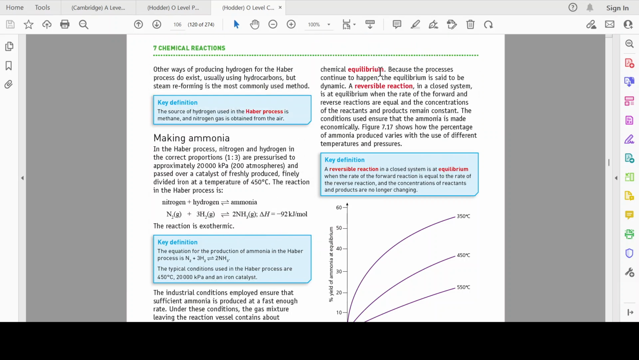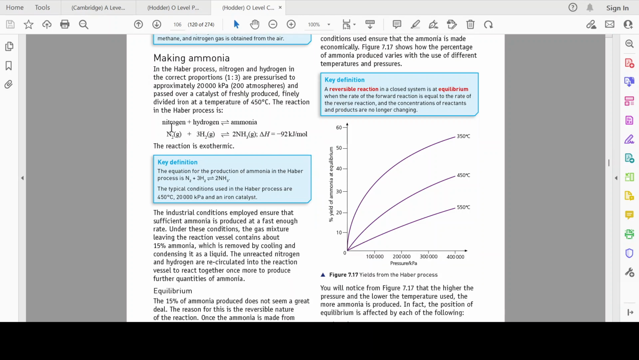One thing to highlight: because the process continues to happen, the equilibrium is said to be dynamic. What does that mean? When it reaches equilibrium, the rates balance out, and the concentrations of the reactant and product do not change. The amount of reactant you have and the amount of product you have is not changing. But does the reaction stop happening? No.